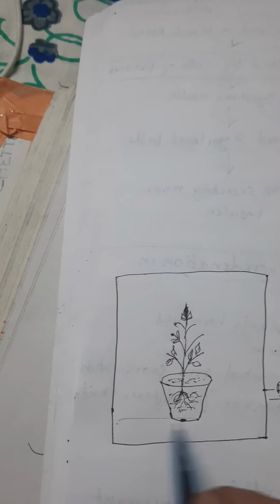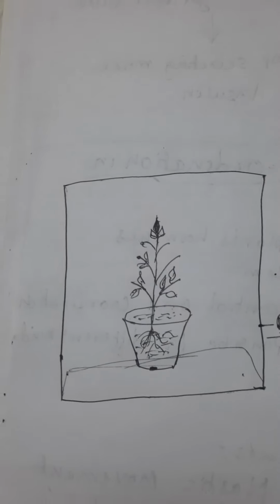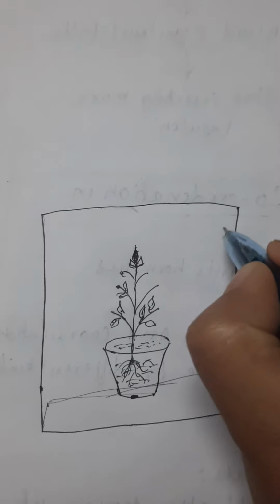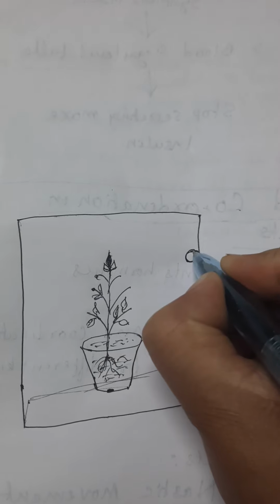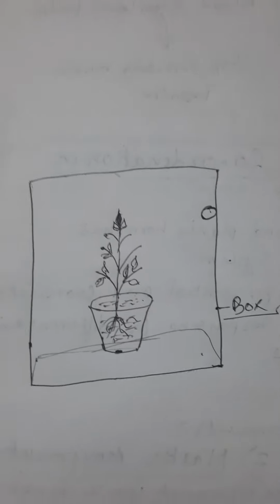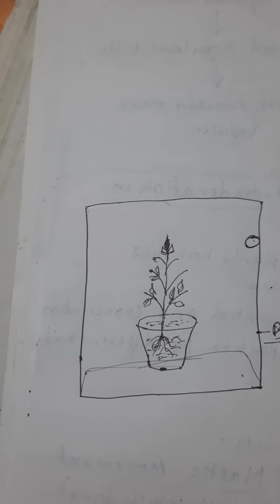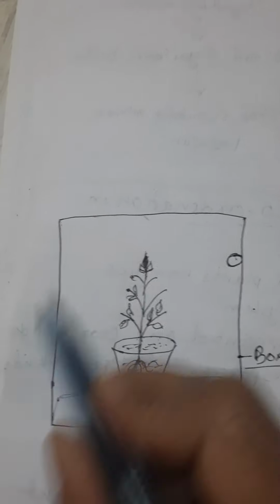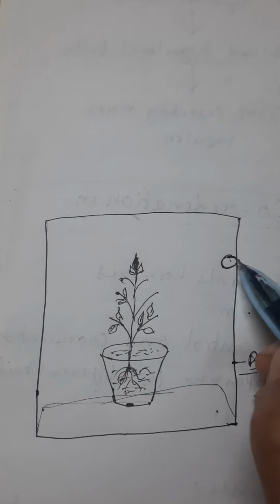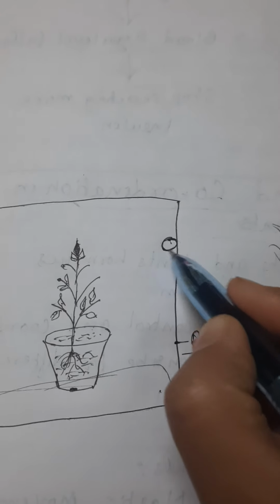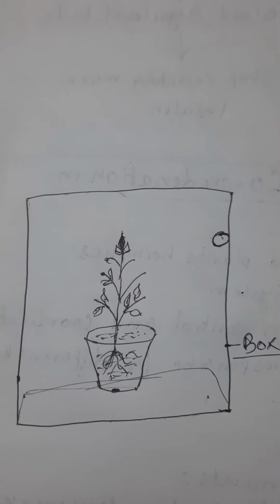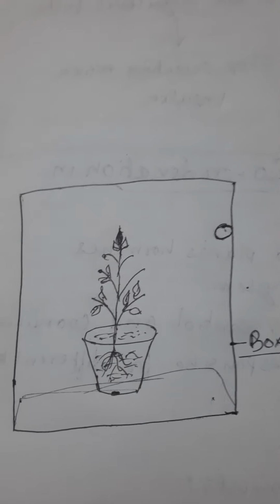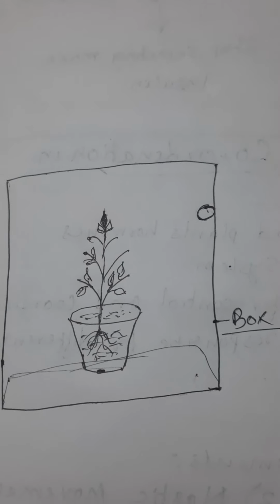We have kept the pot inside the box. Now what we are to do is to make a small hole in the side of the container, and now we are to keep this inside a room so that only a small ray of light passes through this hole, and we are to observe its growth, and we have to see it after few days.